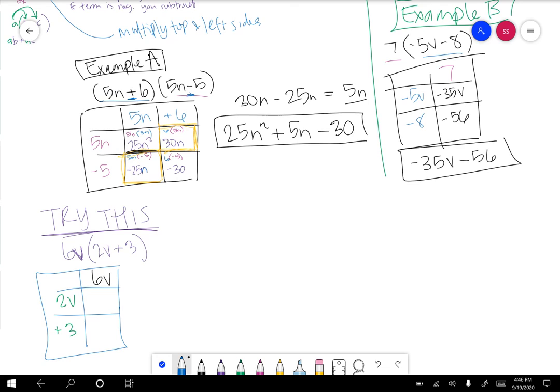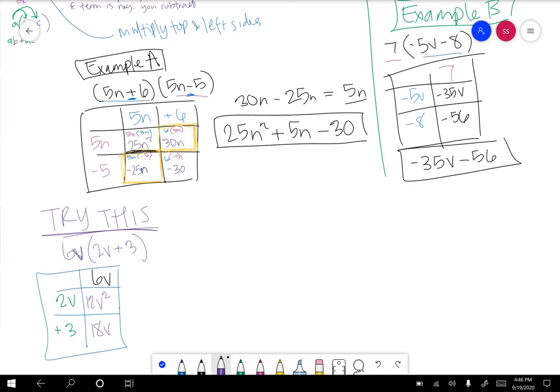Okay. 6v times 2v, multiply the coefficients. 6 times 2 would give us 12. V times V would be V squared. Then we have 6V times 3. 6 times 3 is 18. And then V, we just add on there because there's no other V's we're multiplying by, so it's still V to the first power.